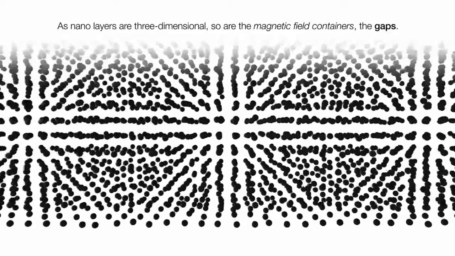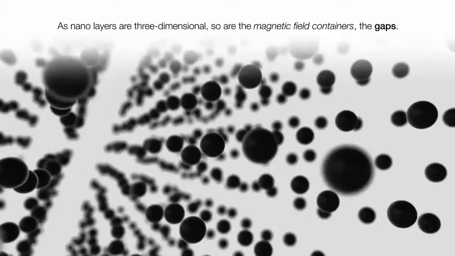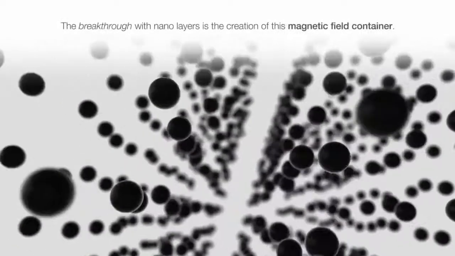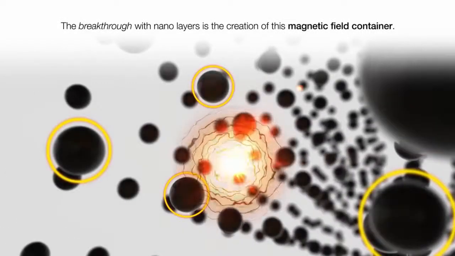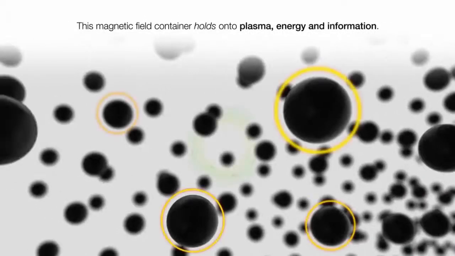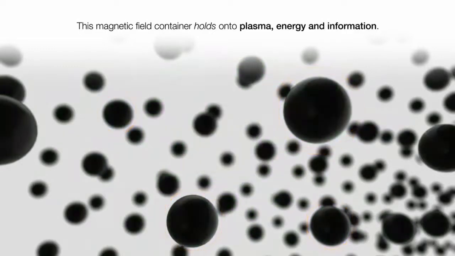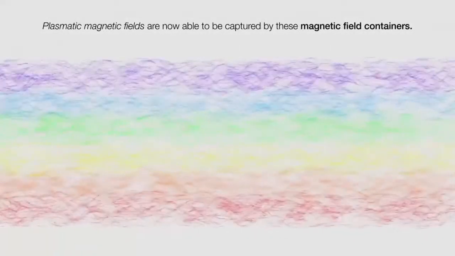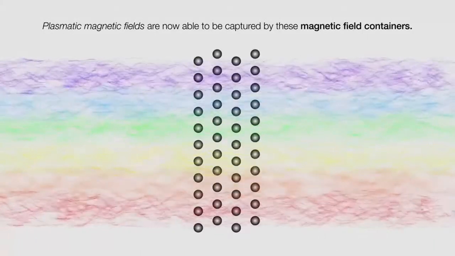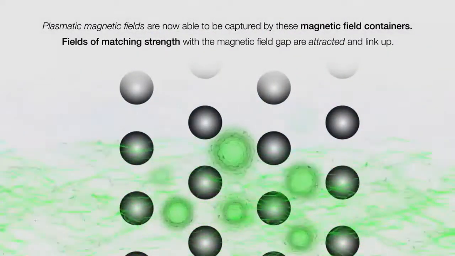As nano layers are 3-dimensional, so are the magnetic field containers, the gaps. The breakthrough with nanolayers is the creation of this magnetic field container. This magnetic field container holds on to plasma energy and information. Plasmatic magnetic fields are not able to be captured by these magnetic field containers. Fields of matching strength with the magnetic field gap are attracted and link up.